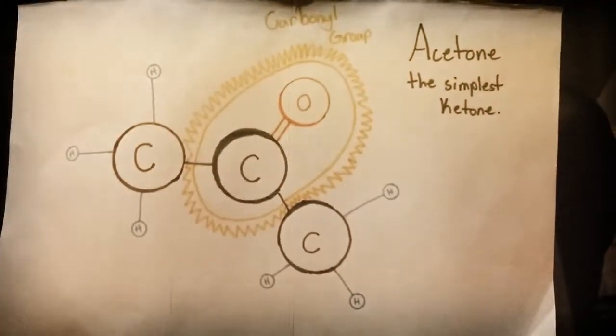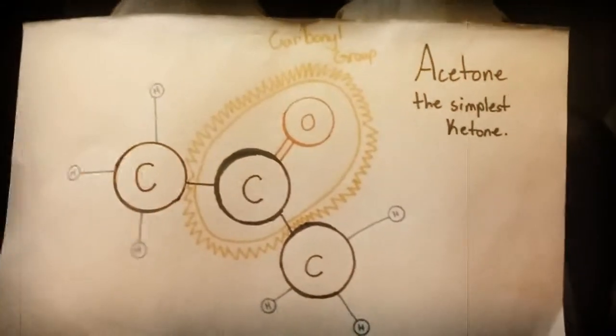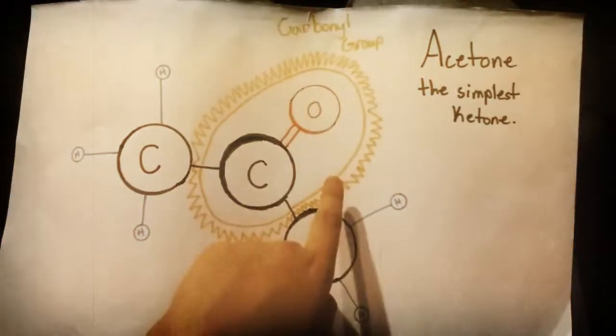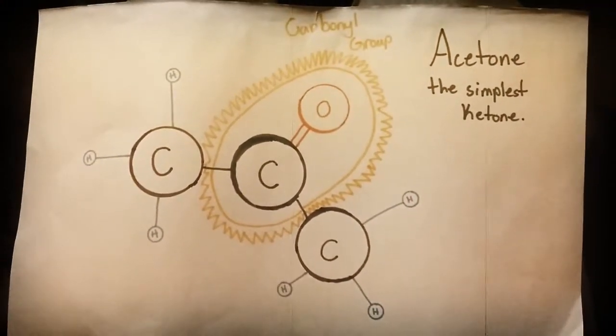These structures can be found in many aromatic compounds which contribute to smell and taste. A perfect example of a carbonyl group being found in a molecule is acetone. And right here is where the oxygen is double bonded to the carbon. Acetone is the simplest ketone.